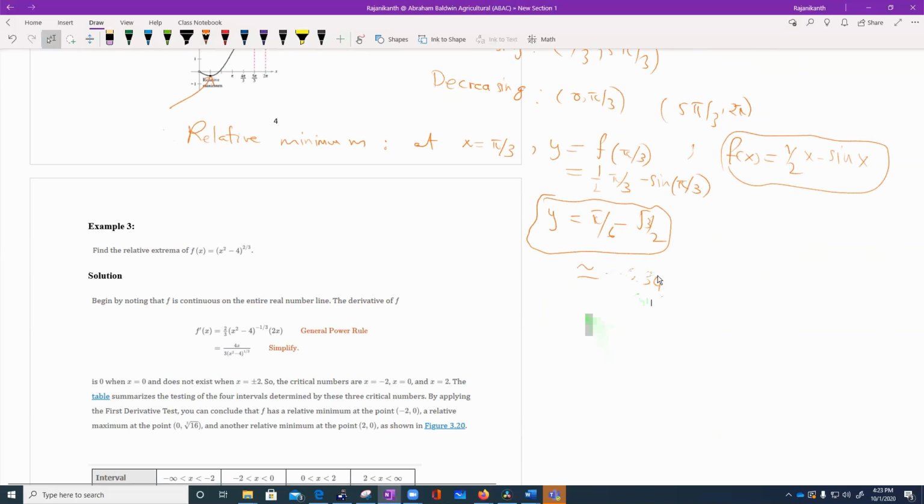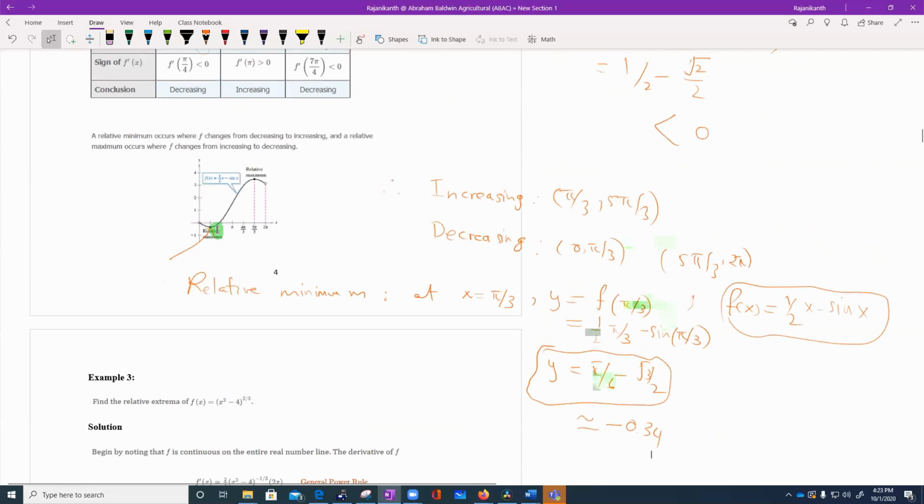So this is the minimum value at that point. That is why you have a negative value, right? You will have that value somewhere here. This is our y value, the function minimum value, which is negative 0.34. This is the x coordinate of that point, which is pi over 3. Make sense? Yes. Very good.